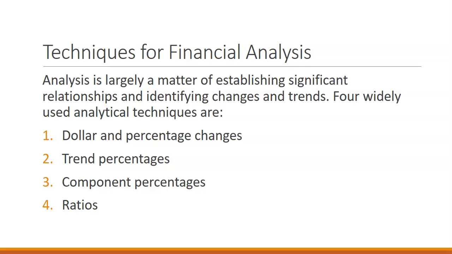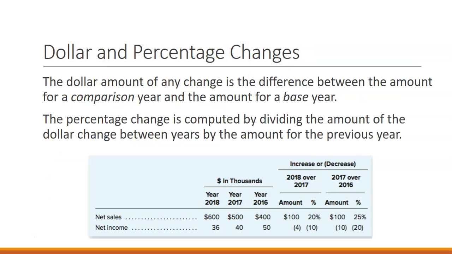When we're looking at financial statement analysis, we usually look at 4 different techniques. One is the dollar and percentage changes in information. 2 is the trend percentage information. So what are our trends from year to year? 3 is the component percentage information. And 4 is ratio analysis. So we're going to talk about each one of these individually.